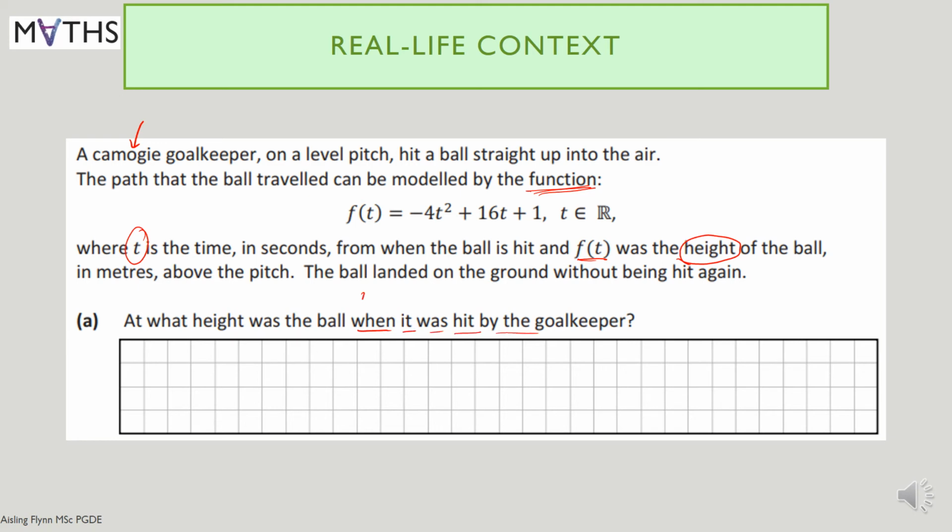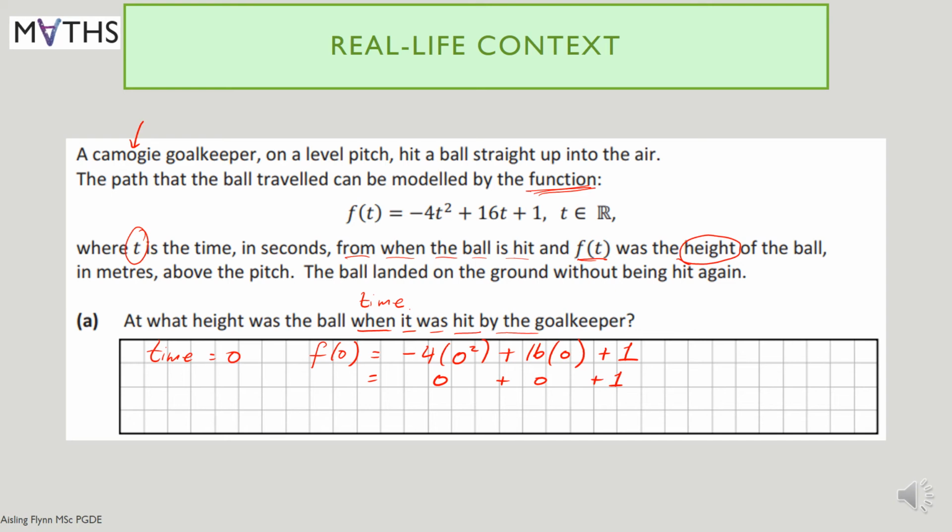When it was hit by the goalkeeper. So time t in the description here is the time from when the ball is hit. So when the goalkeeper hits it, that is time 0. So what we should find here is f of 0, which should give us the height at time 0. Firstly, I would get into the practice of always writing down my substitutions. Yes, you can do it on the calculator, but show the examiner what you're doing, in case you make a mistake or hit the wrong button.